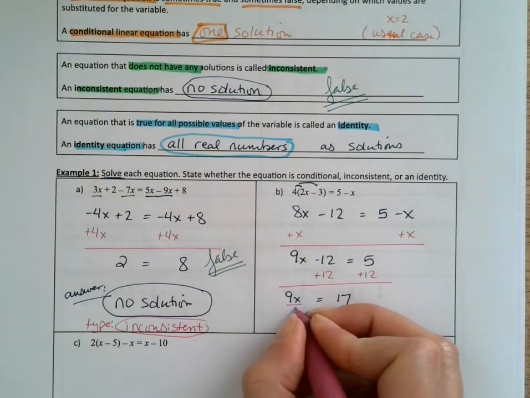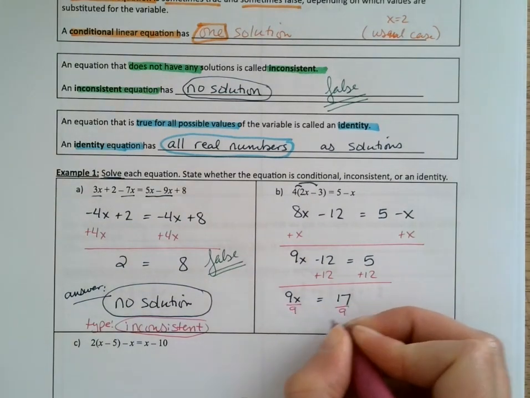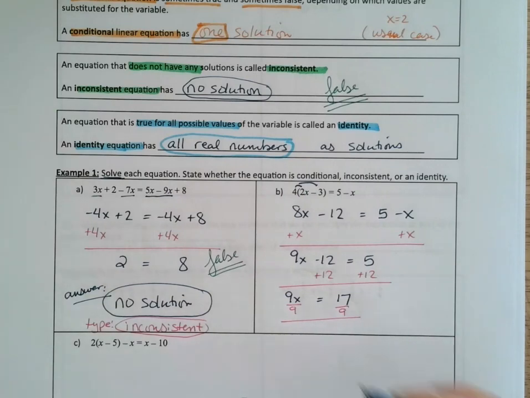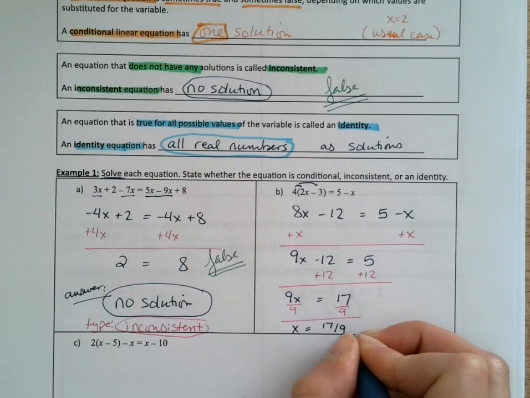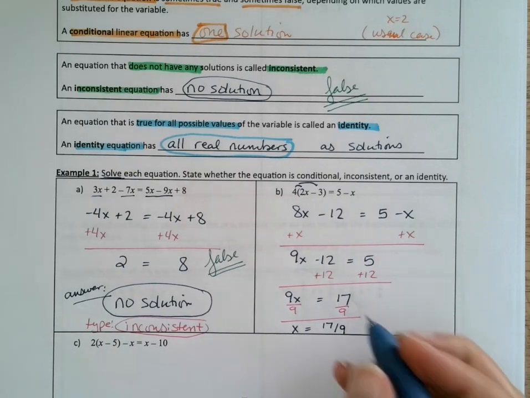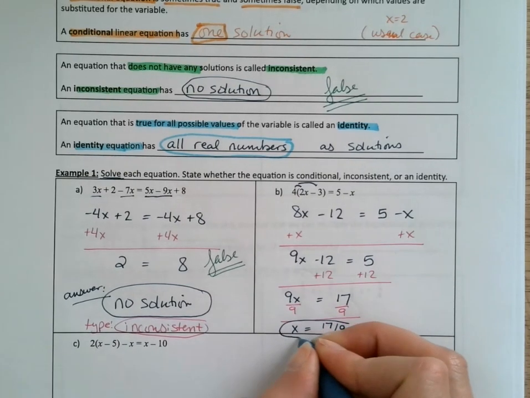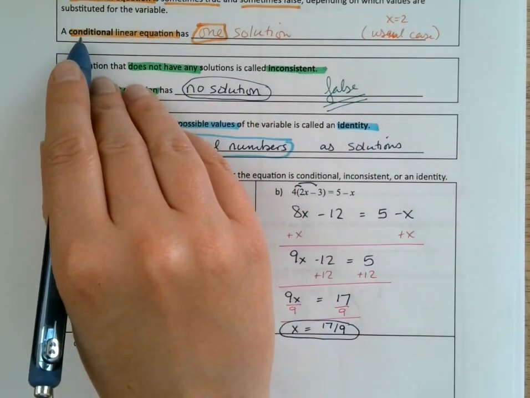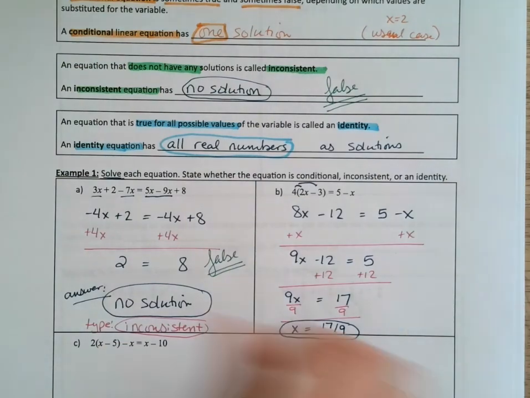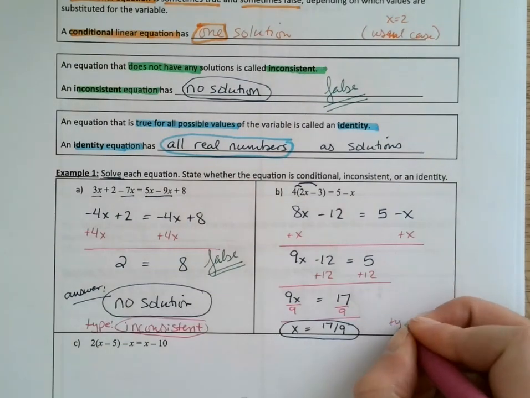And to solve for x, I can divide both sides by 9, trying to isolate it. So I have x equals 17 ninths. It's not a very pretty number, but that is the number. So I have one solution right here of x equals 17 ninths. It doesn't reduce, that's the answer. If I get a single answer, then I have one solution. So that means that my equation here was conditional. So the type for this one is going to be conditional.